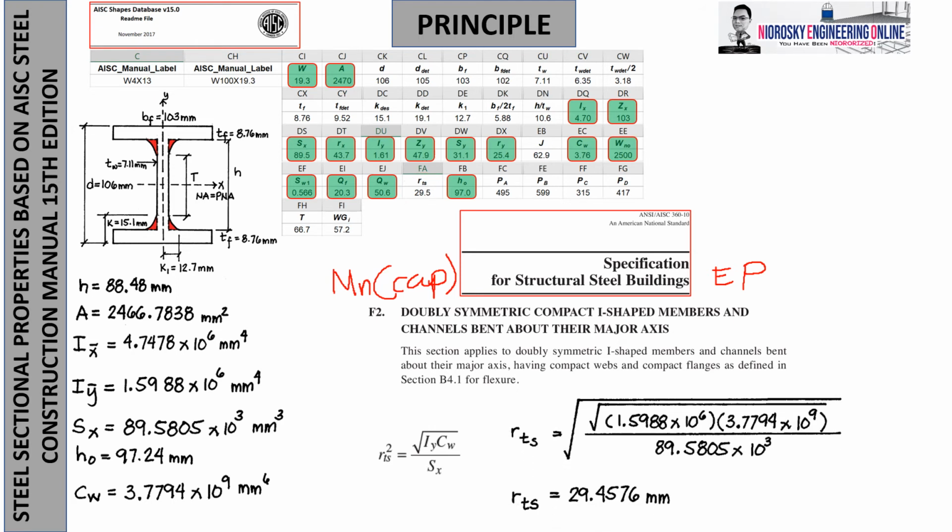Then, upon application, you can have 29.4576, which is close enough to the value of 29.5. Again, this is dependent on what type of shape you are computing. For doubly symmetric or wide flanges, we are using this. All wide flanges.